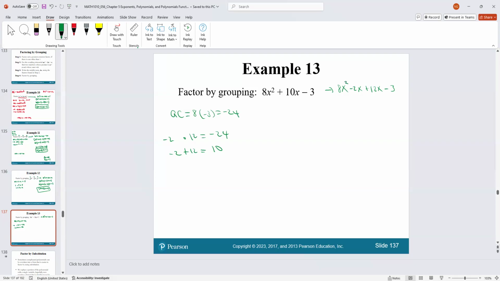So I cannot put this one with -3. So what I would do, I can put 8x squared with negative 2x and put 12x with negative 3, because remember this one we're going to have 2x factor. So we have 4x minus 1. And here, if we pull 3, we have 4x minus 1. So 4x minus 1 is the common factor. We have 2x plus 3 left.